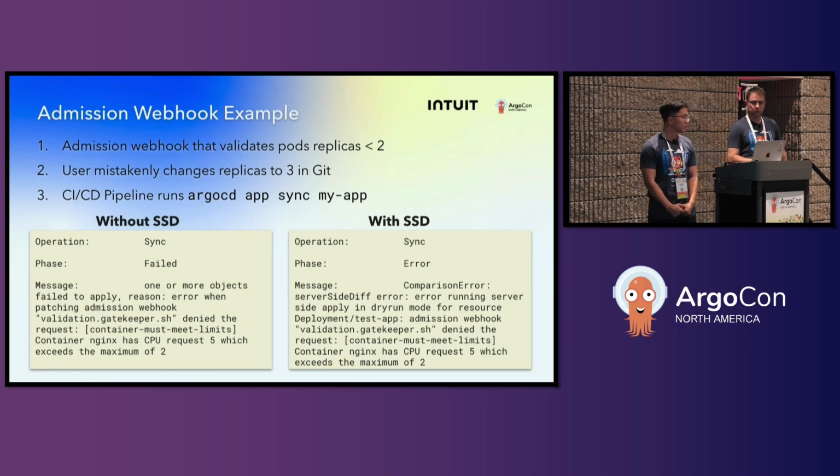The important thing to note here is the sync phase. Without server-side diff, we can see the sync failed, one or more objects failed to apply. And with server-side diff, we get an error. So like I said before, we could end up in a bad state, as in some of our objects could have applied, some of them may not have, and that leaves our cluster in a bad state.